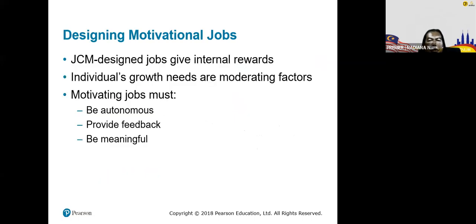How to design a motivational job? JCM designs jobs to give internal reward. The individual growth need is a moderating factor, and a motivating job must be autonomous, provide feedback, and be meaningful. That is under the motivating factors. They feel autonomy, and they get feedback from several parties: from the boss, from the peers, from the customer, from the subordinate. That means 360 degree feedback. Okay, and then the meaningful.